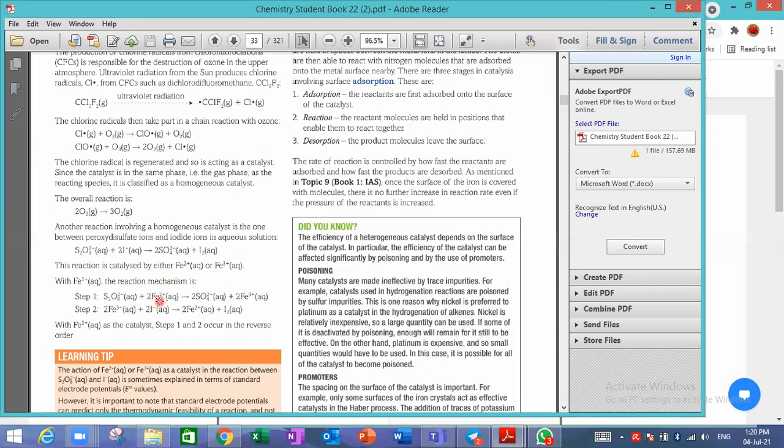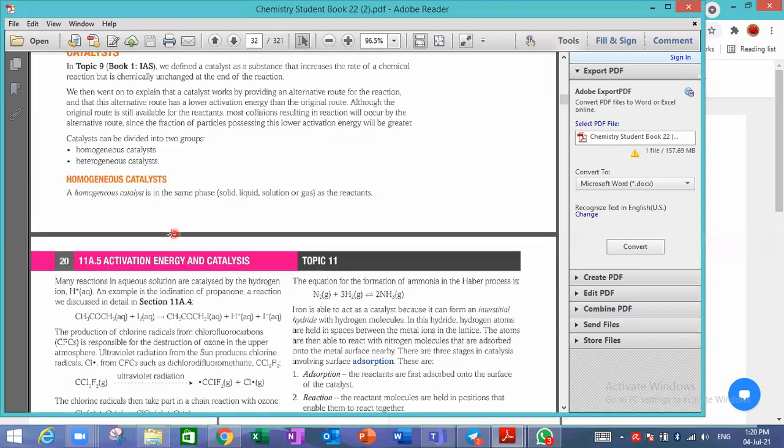But this doesn't mean that it didn't take part inside the reaction. No, it took part, where iron plus 2 was oxidized to iron plus 3, and then in the second step, it was reduced back into the iron plus 2. So this is the catalyst, and it's a homogeneous catalyst because it's in the same phase as the reactants. The reactants are in aqueous state, and the iron plus 2 is also in the aqueous state. So these are different examples of homogeneous catalysts where the catalyst has the same phase as the reactants.